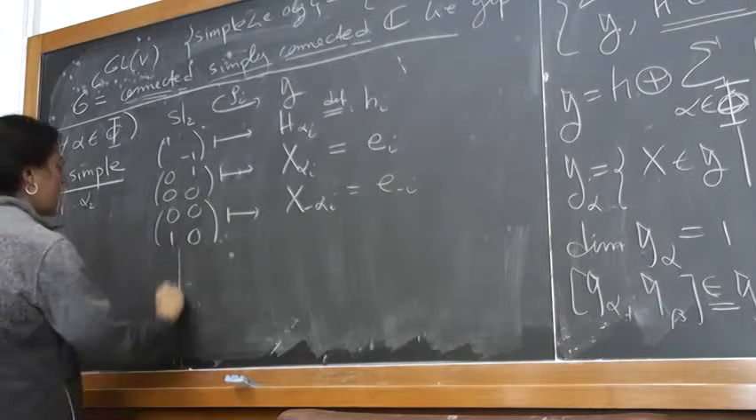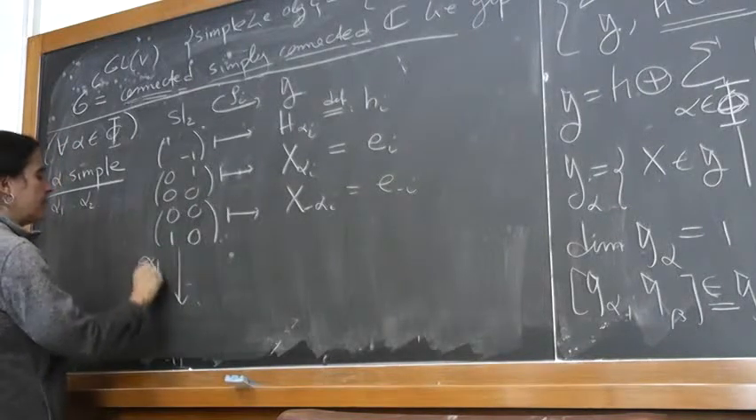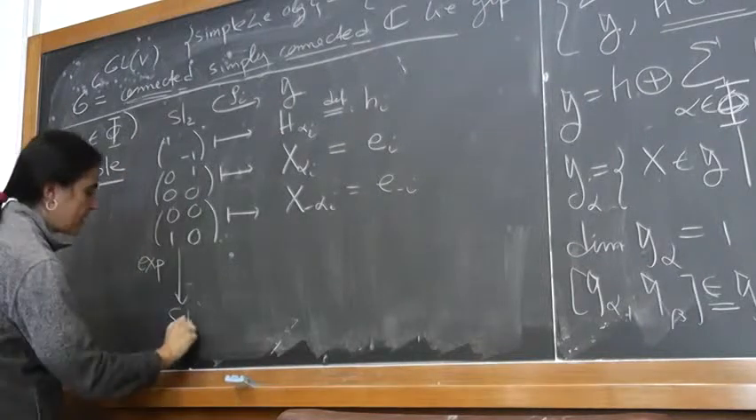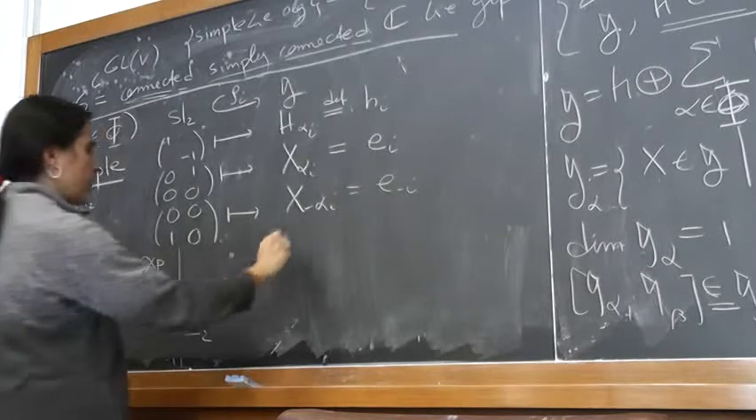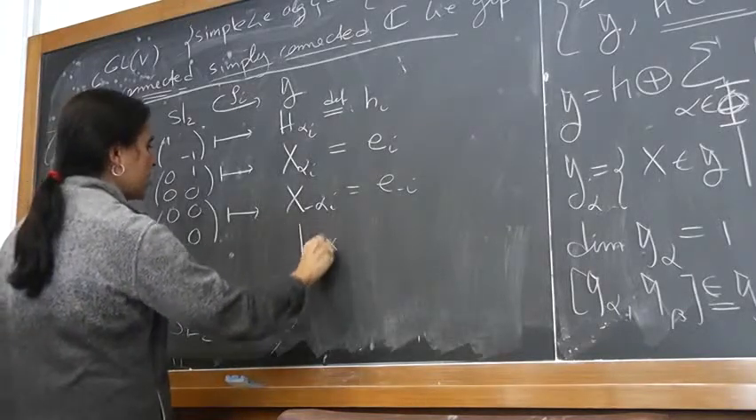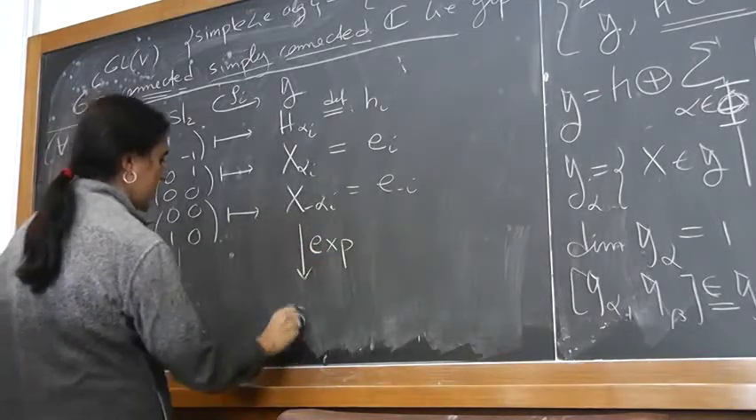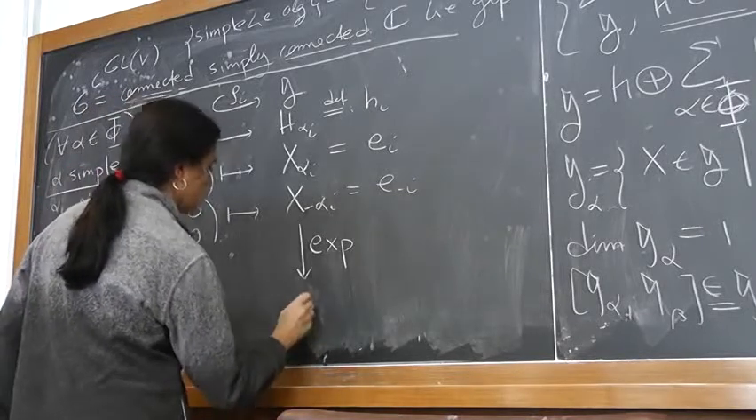Okay, so there is an exponential morphism going from SL2 here. We're over the complex, everything over the complex. Exponential morphism going to the group.